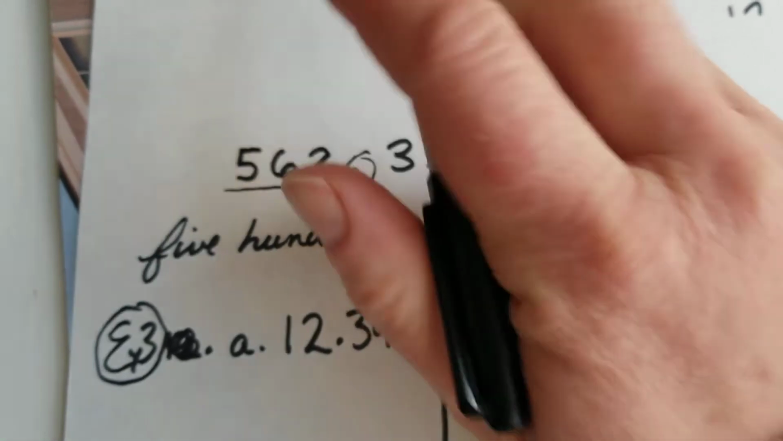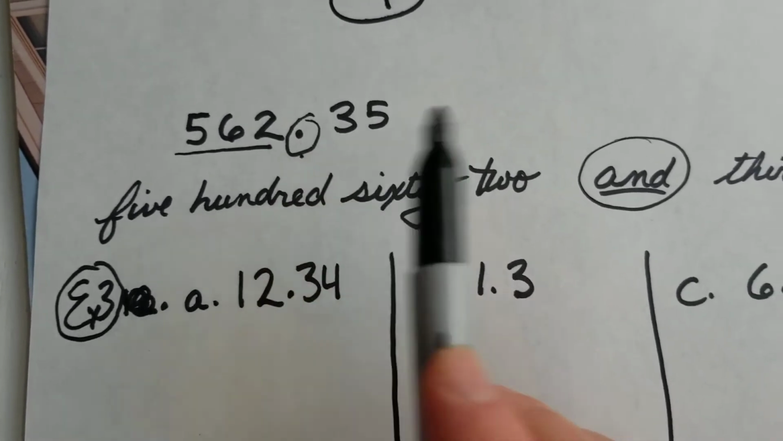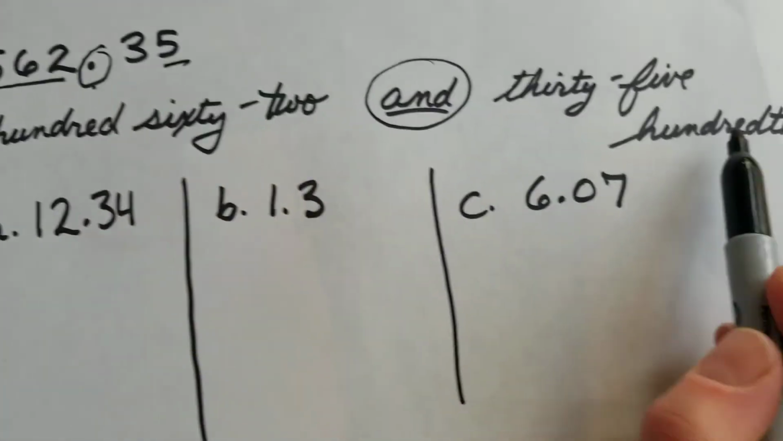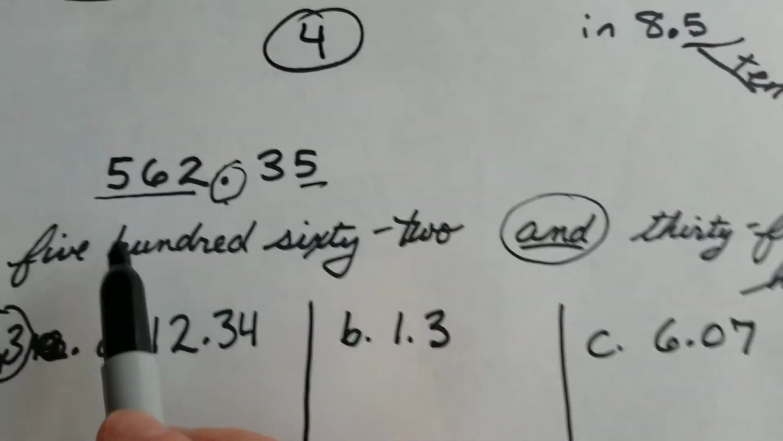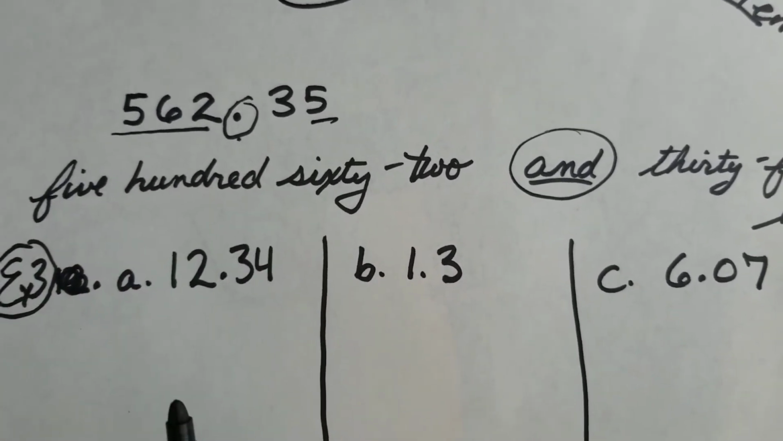It is 562 and 35. You say that as normal, 35. And where is the 5? In the hundredths place. So we have 562 and 35 hundredths.